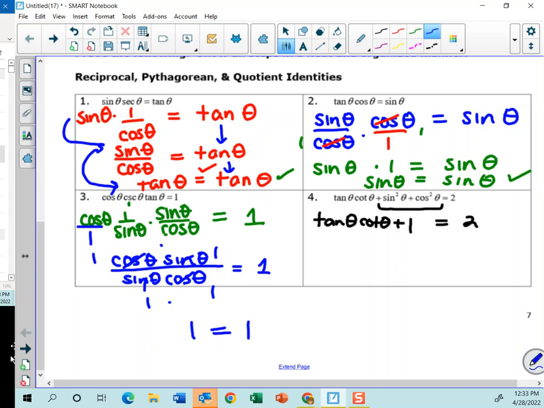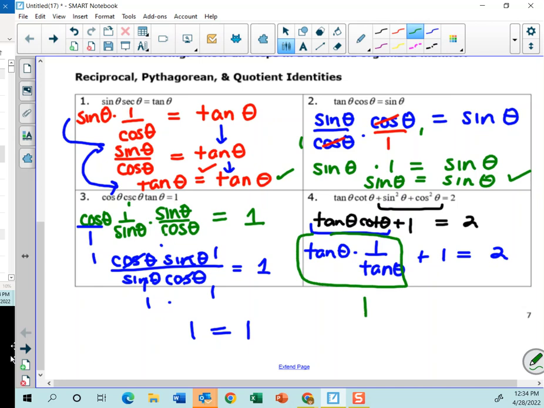Now I can see it would be really awesome if I could finish this with another 1 here, and I can do it a couple different ways. What I'm going to do is leave tangent, and change cotangent into 1 over tangent. That's a really easy way to see the product of those two pieces, since they're reciprocals, is also 1. 1 plus 1 equals 2, 2 equals 2, and that's a check.